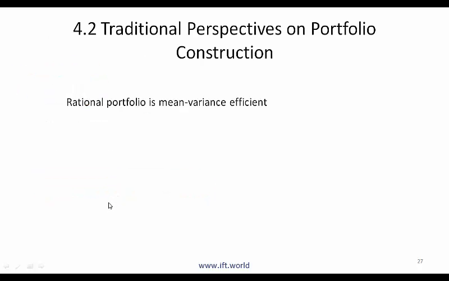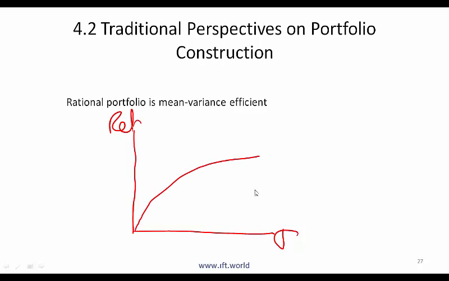All right. So what have we just talked about? We have talked about the traditional perspective on markets. Now we are going to talk about the traditional perspective on portfolio construction. So this is a one-minute recap of portfolio construction from Level 1 and Level 2. So if you have risk on the x-axis and expected return on the y-axis, Mr. Markowitz created this efficient frontier, which means that if you have risky assets, then this is the best return you can get at a given level of risk.